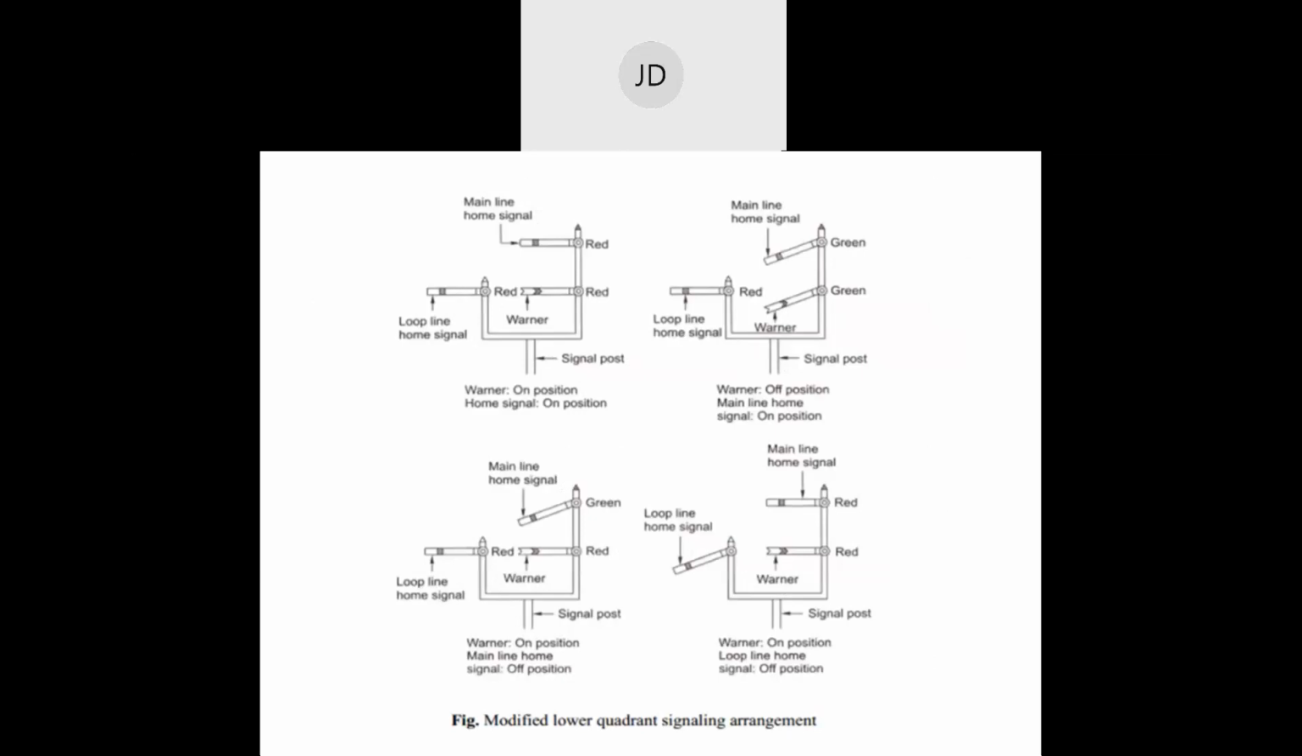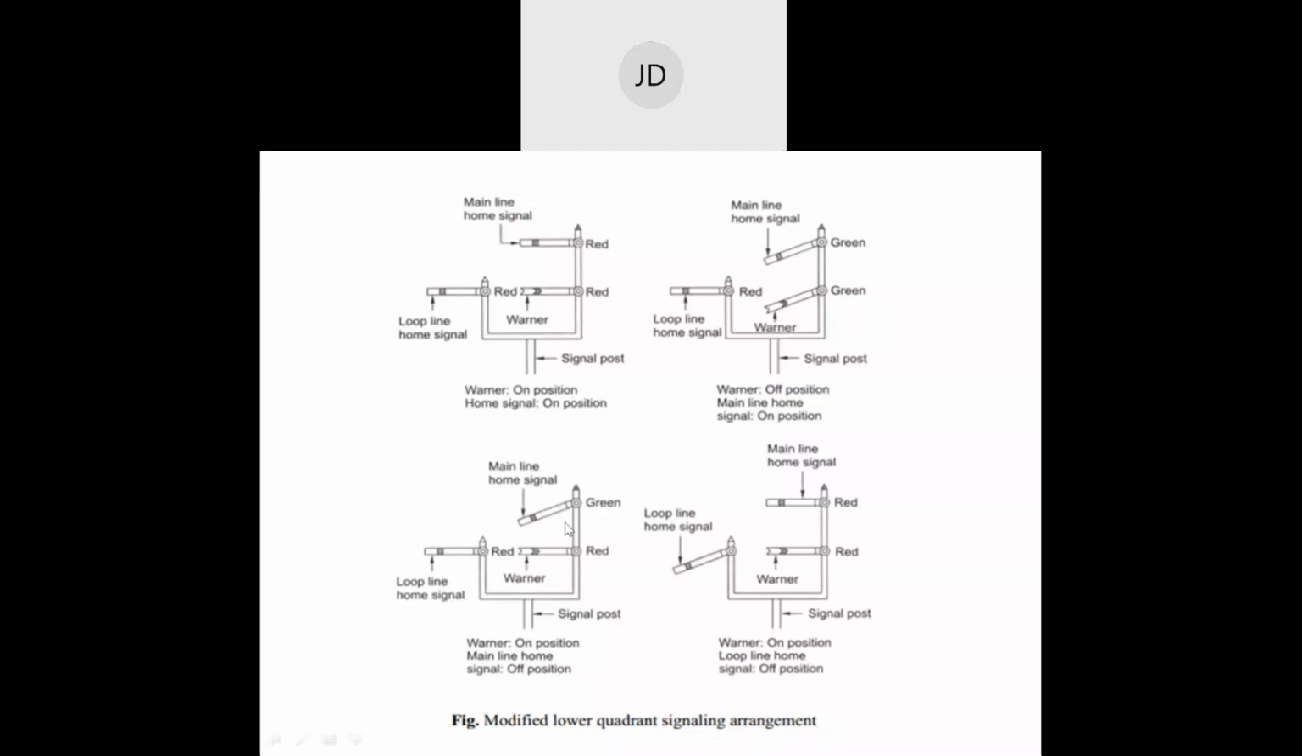Here you can see this is a diagram for modified lower quadrant signaling arrangement. Even in the routing signal, we can add the Warner signal, to improve the quality of the lower quadrant signaling arrangement. Since it only works in two aspects, what do we do? For modification, we combine the home signal along with the Warner signal. By doing this, we can improve the information. So this is all about your modified lower quadrant signaling arrangement.